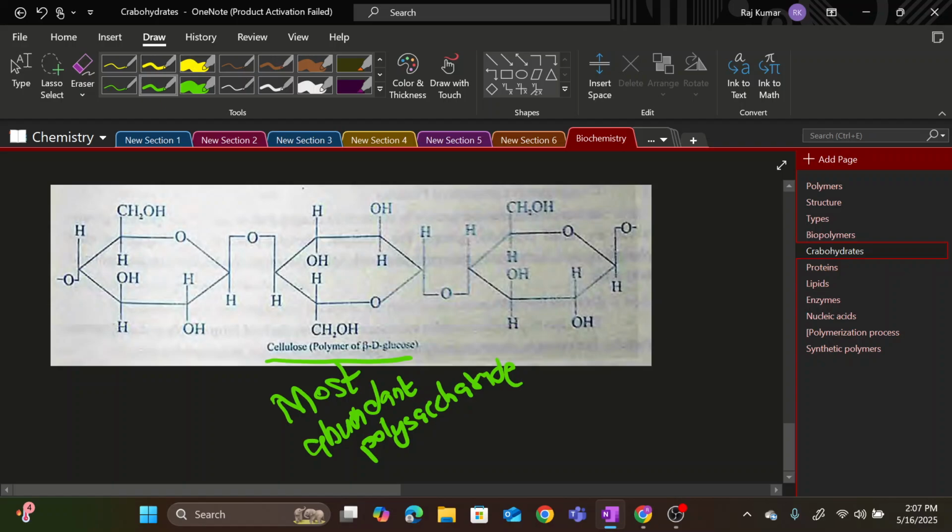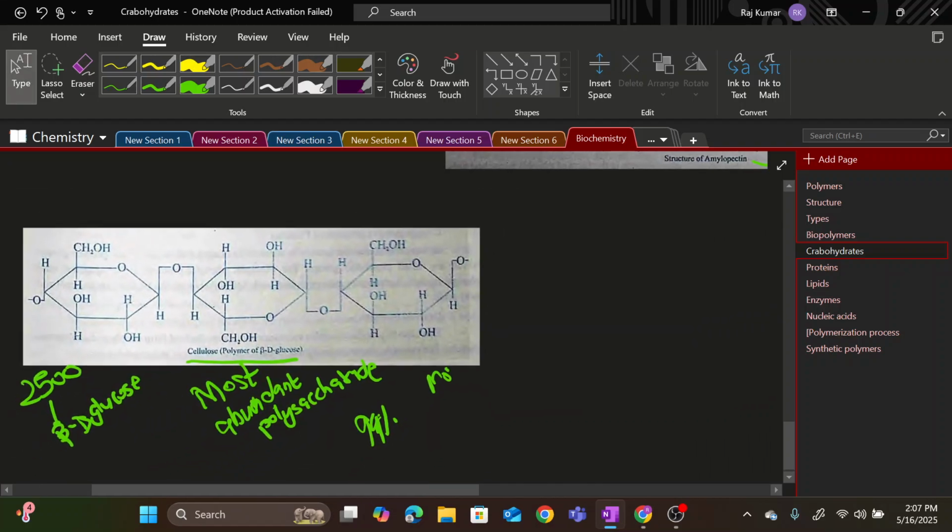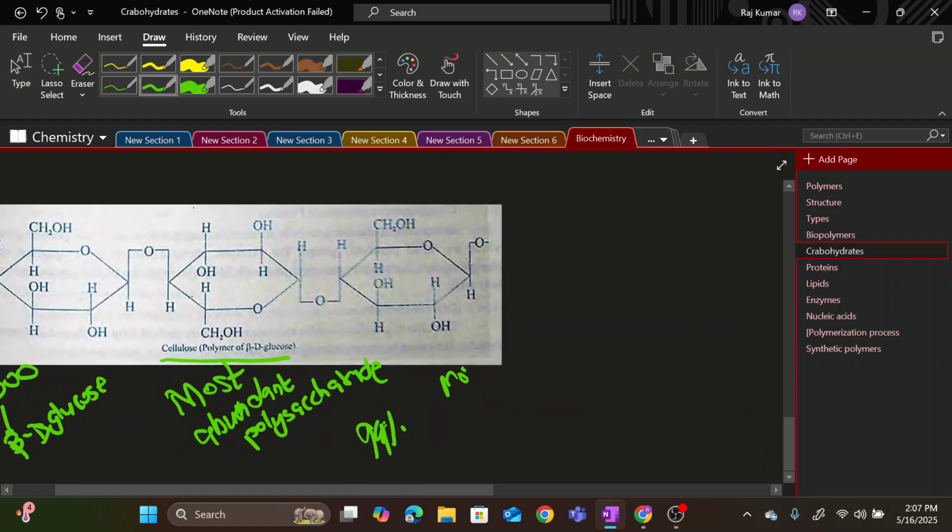And the pure form of cellulose is cotton, which is around 99% cellulose. And on the other side, more than 50% of woody trees is cellulose. And this is another important thing, that cellulose has approximately 2500 units of beta D glucose. That beta D glucose has the bond which we call beta 1,4 glycosidic linkage. And this has a structure similar to amylose, except that it has beta D glucose instead of alpha D glucose.